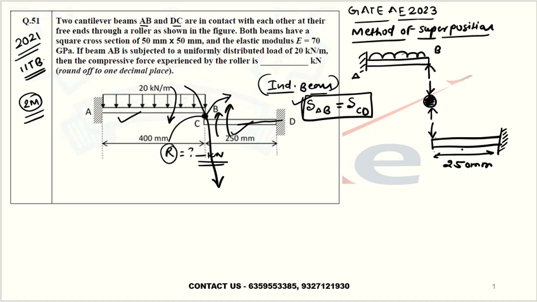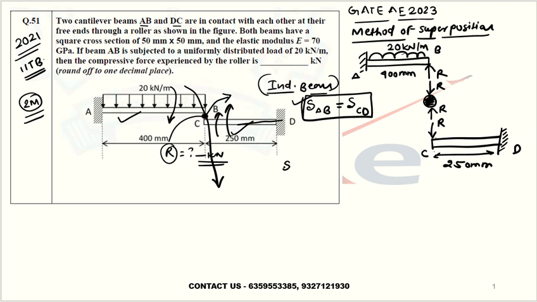Now what I will do, let me write first this becomes your R reaction, and again this roller will also take reaction. This is also the same reaction, and this length is given as 400 mm. The UDL they have given is 20 kilonewton per meter. Now it is a very simple beam having UDL and cantilever.